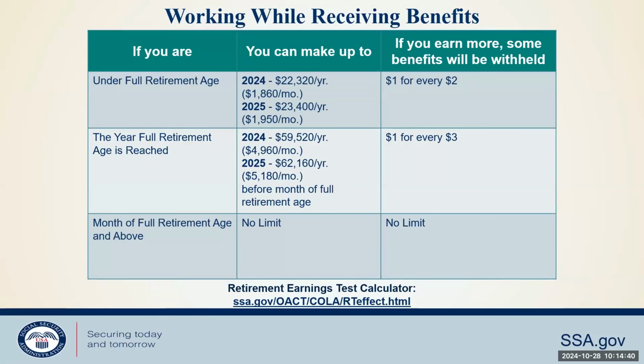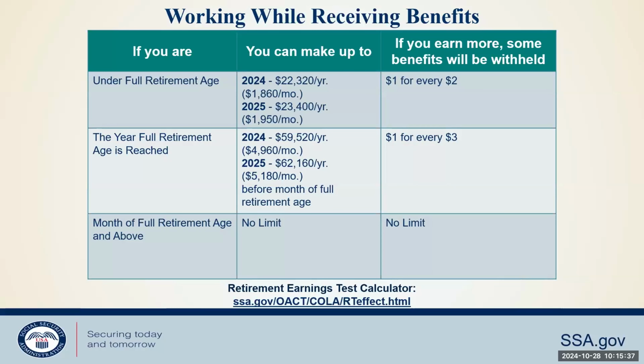Now, as you approach your full retirement year, you can make a little more. So for 2024, up to the month before you reach that full retirement age, remember that's based on that chart, you can earn $59,520. If you exceed that, Social Security will hold one for every $3. In 2025, you can earn up to $62,160 for the year. So if my full retirement age is June, I need to know what I'm going to be grossing between January through May of 2024. And if I'm above that $59,520, they'll hold one for every $3. The very month you reach full retirement age, there is no limit to how much you can earn as far as the annual earnings test goes.